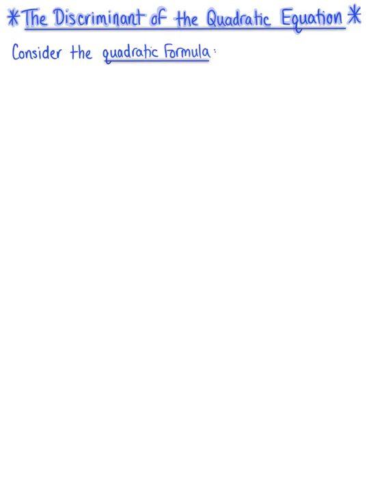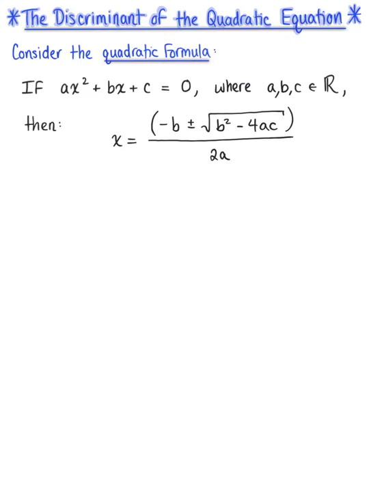Here we are exploring the discriminant of the quadratic equation. So to get us started, let's consider the quadratic formula. So we know that if the quadratic equation ax squared plus bx plus c equals 0, where a, b, and c are real numbers, then we can find x using the following formula.